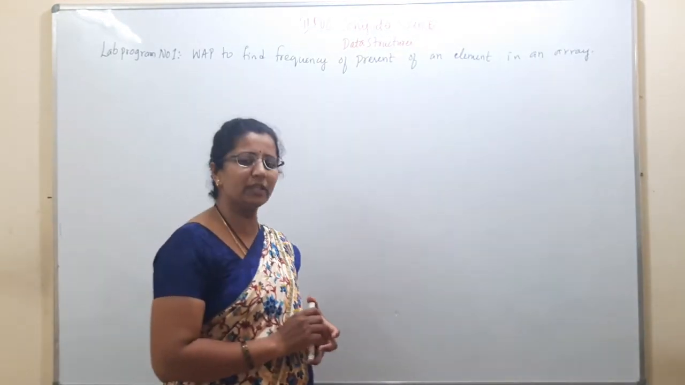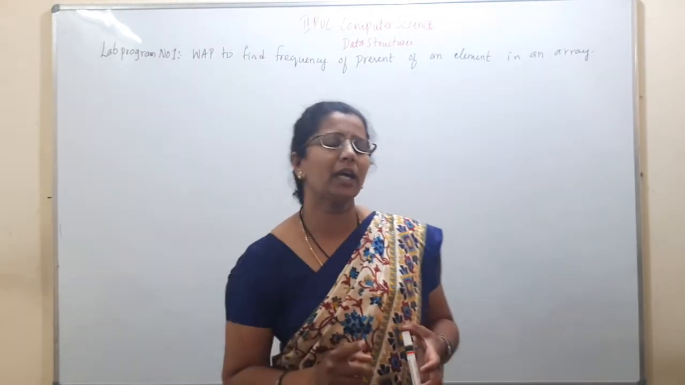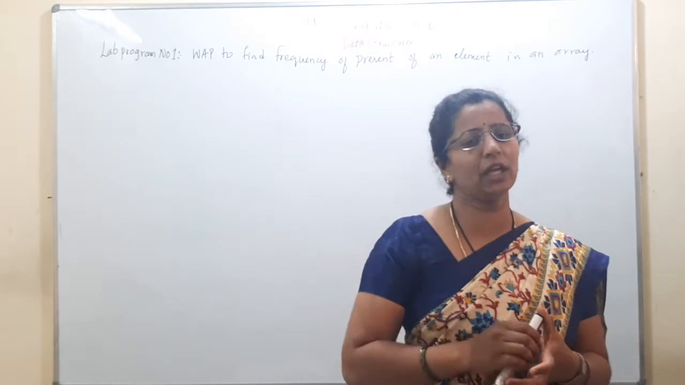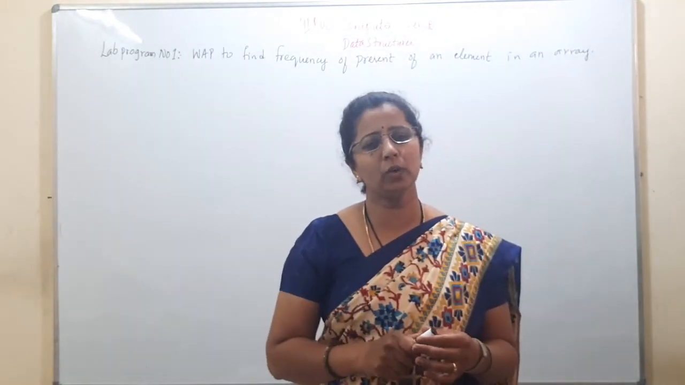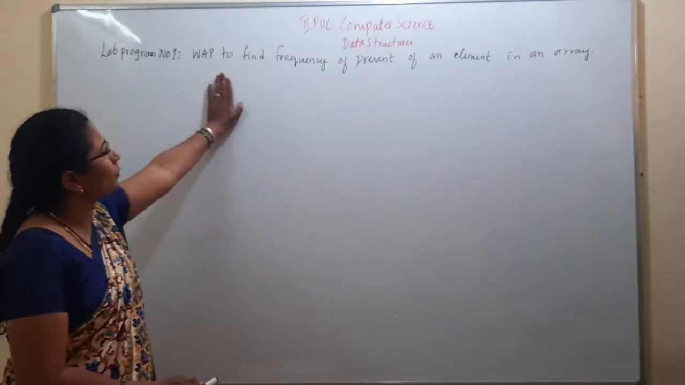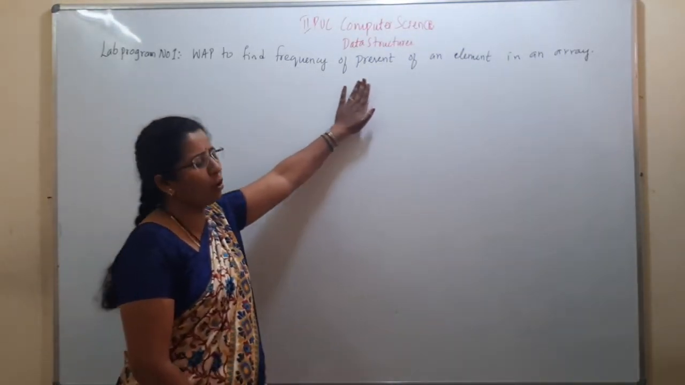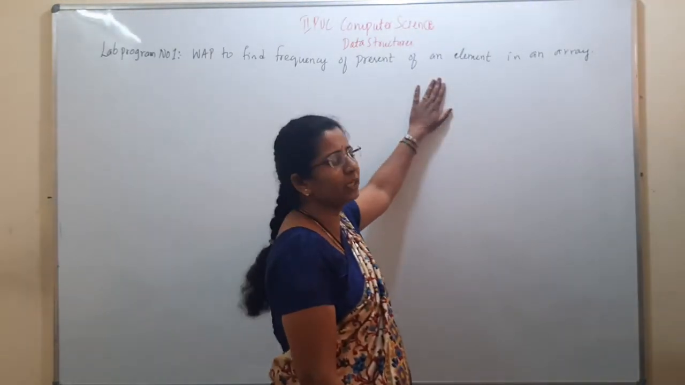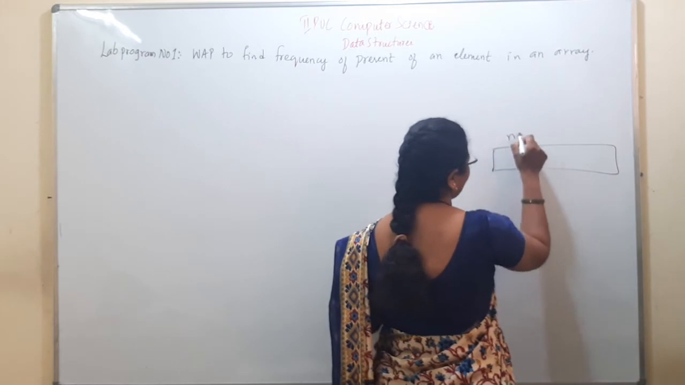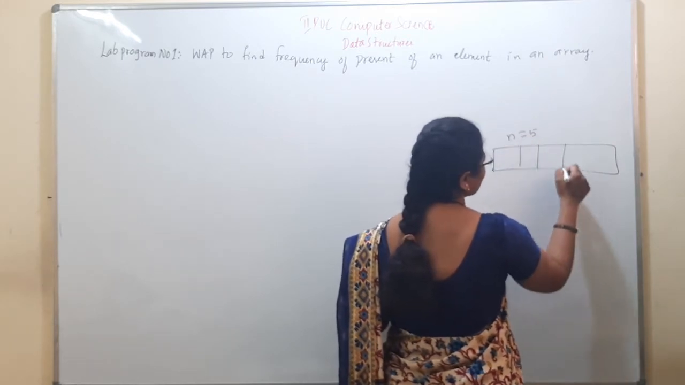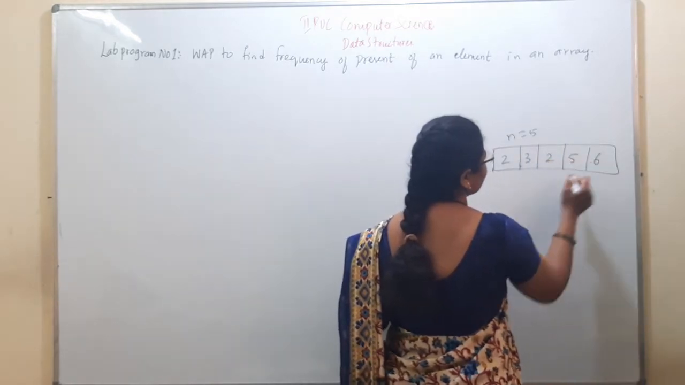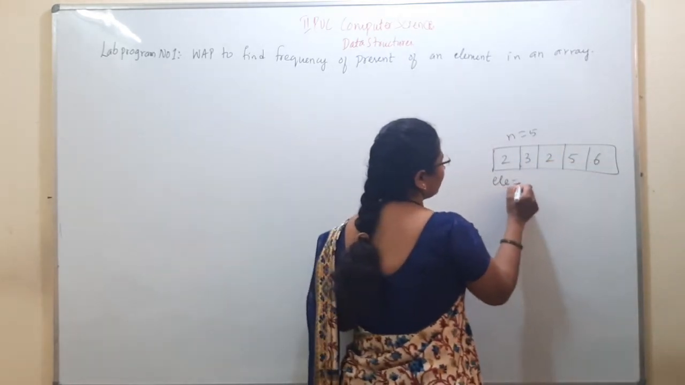In the last class, we discussed program number 1, which contains the concept of linear search along with the traversal concept. Write a program to find the frequency of presence of an element in the given array. Suppose the array size is n equal to 5, then we need to enter 5 different elements: 2, 3, 2, 5, 6. My searching element is 2.